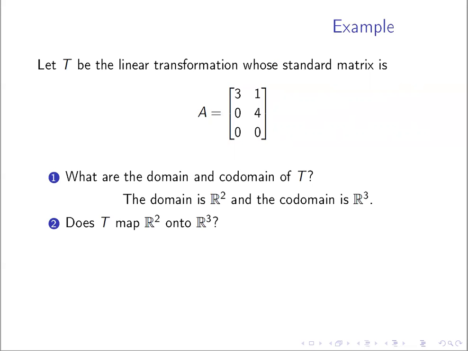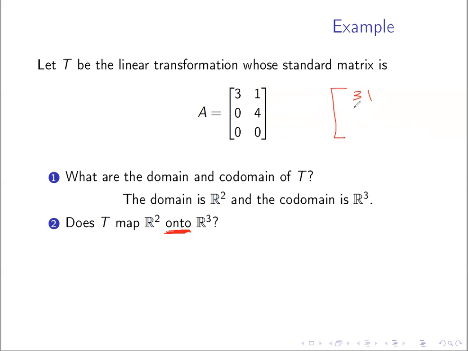Next is the question, does T map onto? I'm using this terminology because it's similar to how my math lab likes it. Onto just means, you can think of it this way, am I going to hit every single thing in R^3? So in other words, suppose I made an augmented matrix.